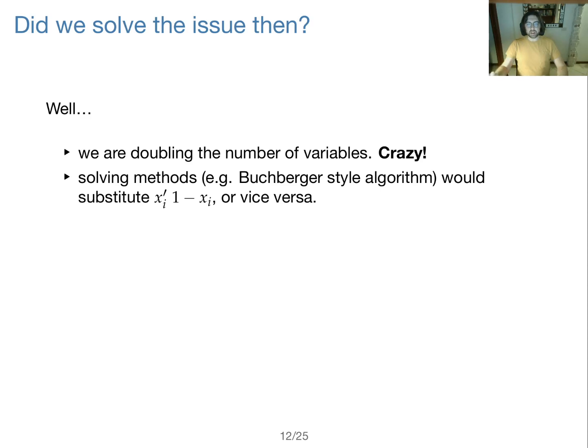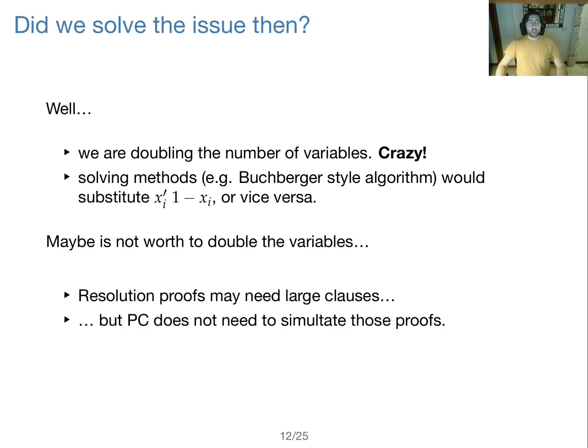First, we are doubling the number of variables, which in practice is very bad. I mean, the problem becomes much more difficult to handle if we just double the variables. Also, several solving methods, for example, based on Gröbner basis computation and so on, would eliminate, for example, the prime variable and substitute it with the binomial, basically making this prime variable useless and going back to the original encoding, which is inefficient. So maybe it's not worth doubling the variables. Maybe it's not an issue at all.